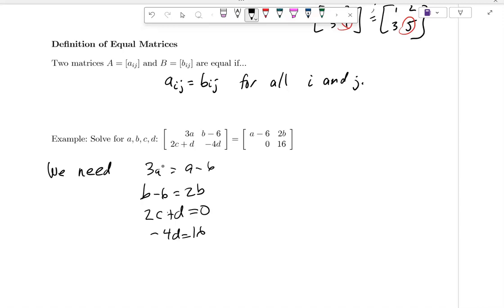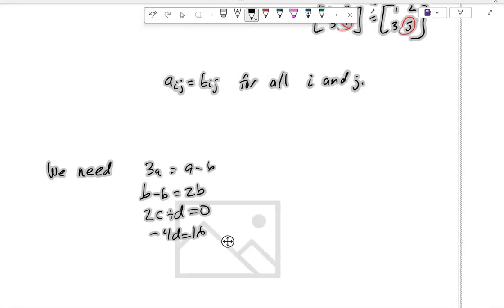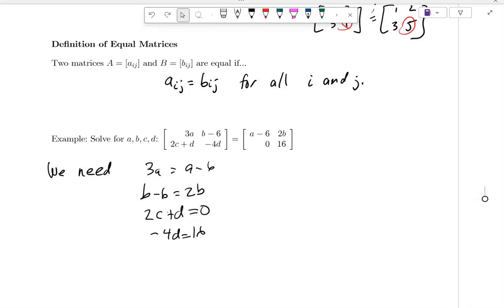Can we solve these? Yeah, I think we can. Whoa, that was fun. I don't know why it does that sometimes.